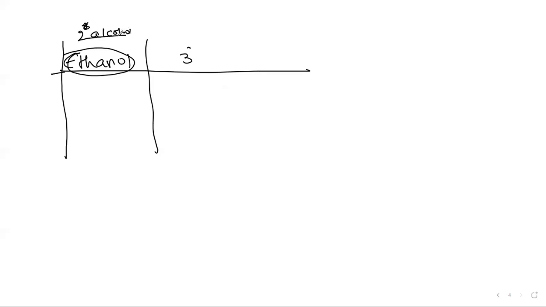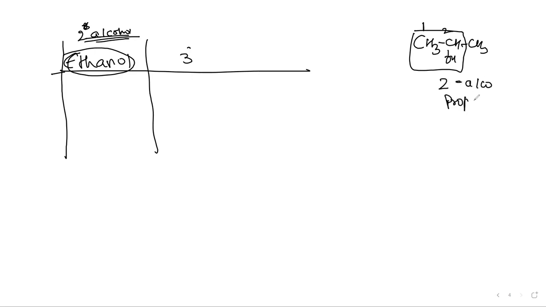See, you should know the difference between 2 position alcohols and secondary alcohol. See, sometimes secondary alcohol will be 2 position alcohol like this. From the first end carbon, second position OH is there. So this is 2 alcohol. Propan-2-ol means what? Propan-2-ol.